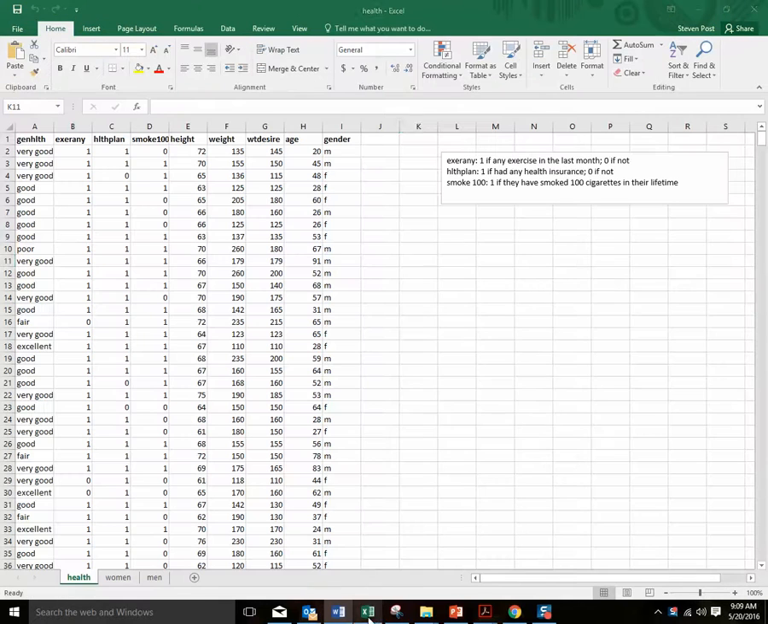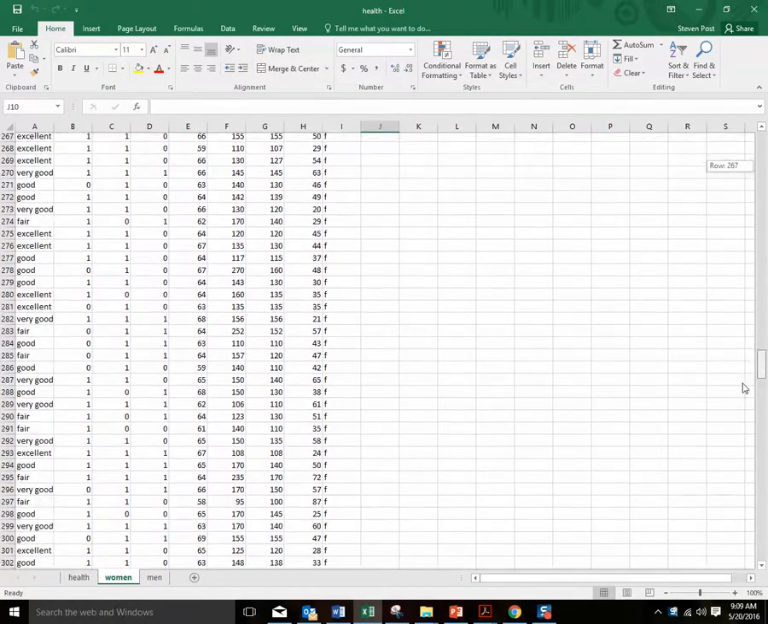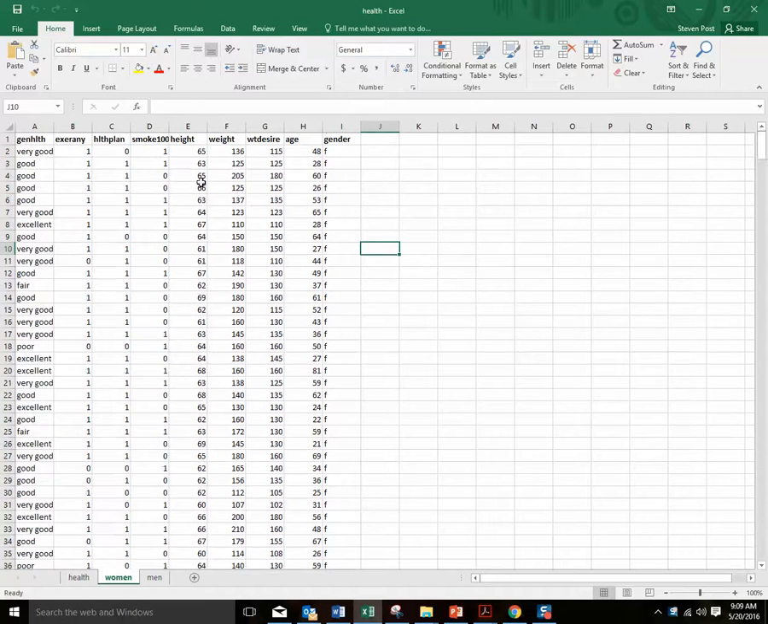So here's our health data. And the first sheet is health. It's got everybody, men and women. Second one is women. Third one's men. So we'll go to the women. And we scroll down, we see that it goes down to row 523. So we need the average, the median, and the standard deviation.